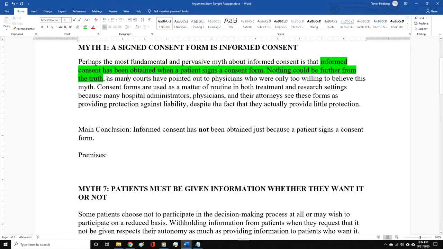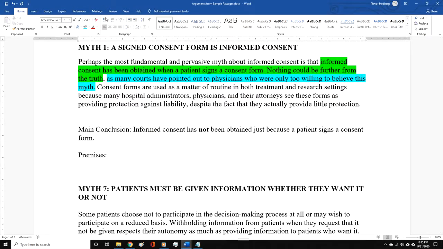Now, what about this sentence? As many courts have pointed out, physicians who are only too willing to believe this myth. This goes by kind of quickly, but especially with the transitional "as" here, it seems like it's suggesting a link between these ideas. This is some kind of a premise that's supporting this idea some way or another.